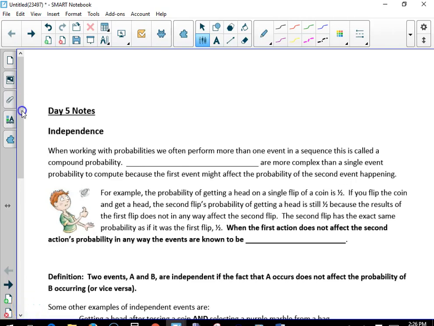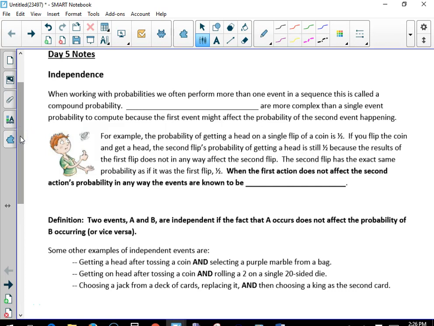Right, day 5 knows independence. When working with probabilities, we often perform more than one event in a sequence. This is called a compound probability.